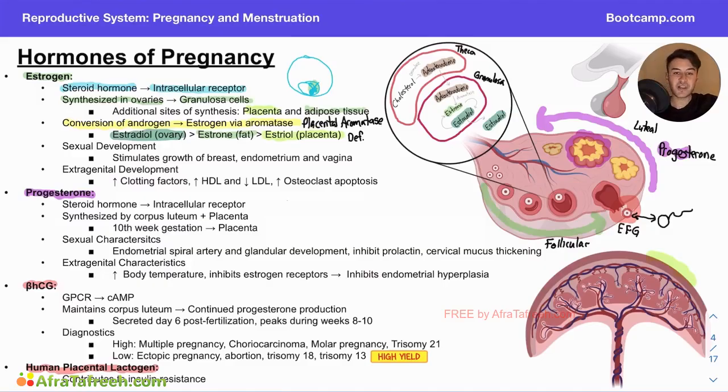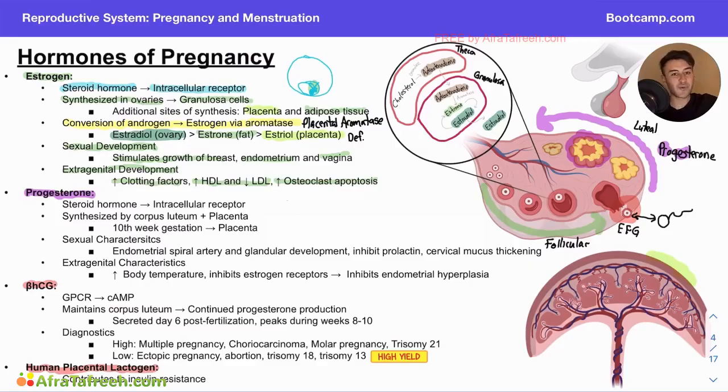Let's move on now to talk about what estrogen does throughout the body. Let's focus on its sexual effects first. In terms of sexual development, estrogen stimulates the production of breast tissue as well as contributes to maturation of the endometrium and the vagina. Now, there are also some important effects outside of the genital region. This is our extragenital development, and it includes an increase in clotting factors, an increase in HDL accompanied by a decrease in LDL, as well as an increase in osteoclast apoptosis.